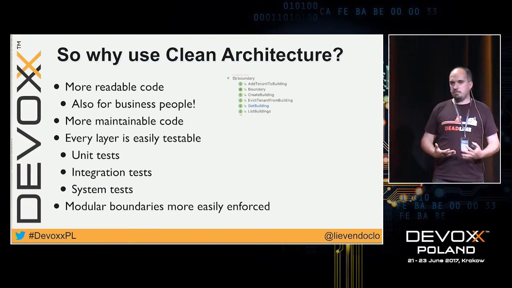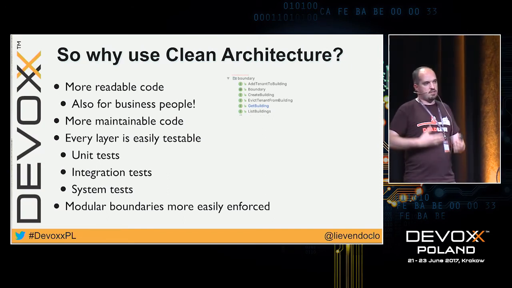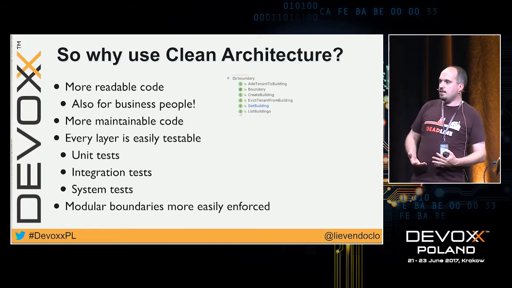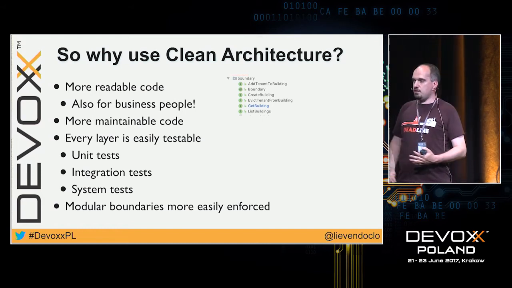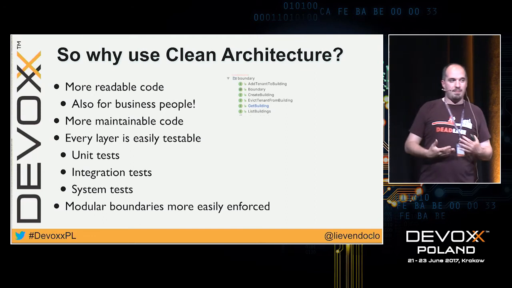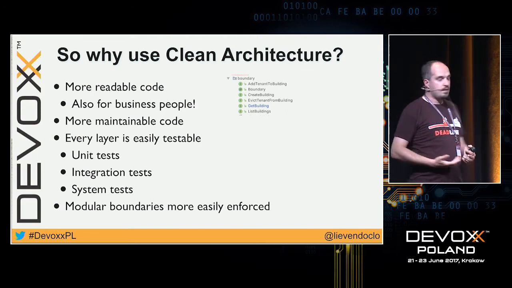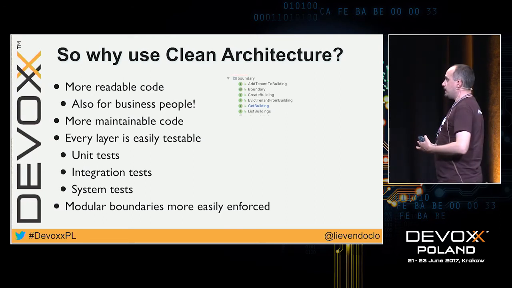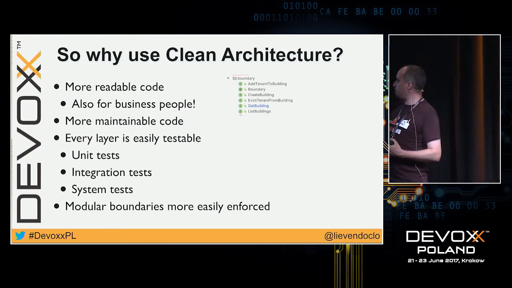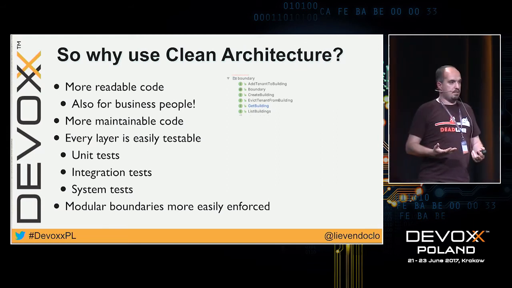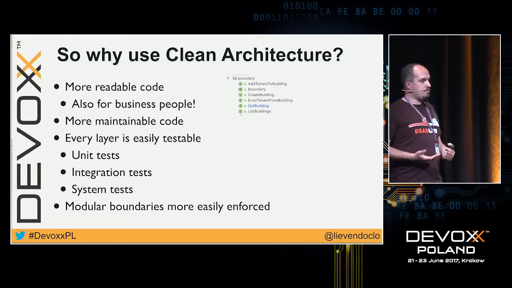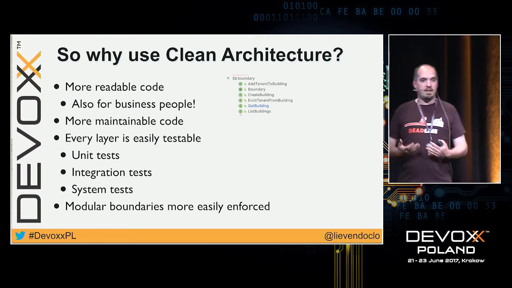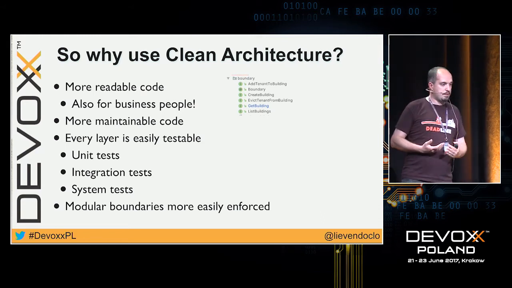If the business comes to my desk and they want to discuss a certain functionality, I can just show them the list of use cases, and they already know what my system can do. They know I can create a building, I can get a building, I can list my buildings, I can evict a tenant from my building, and add a tenant to my building. They don't even have to look into the code to see what my system is actually capable of doing.